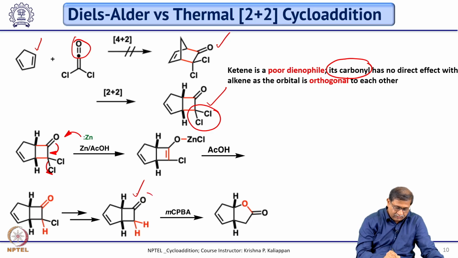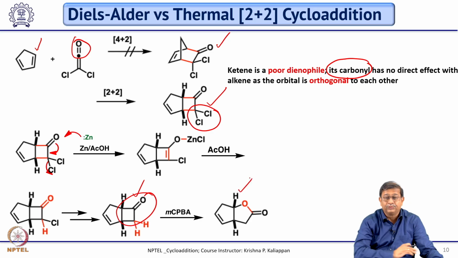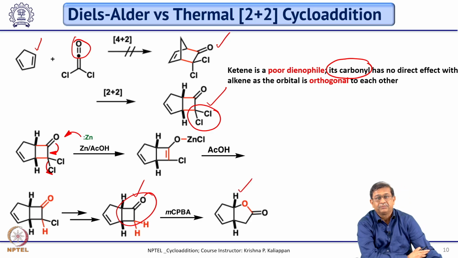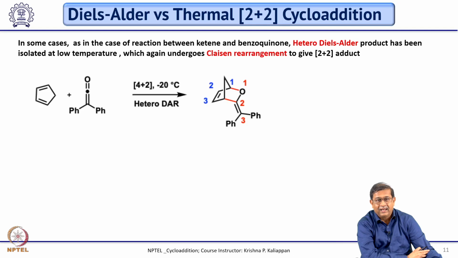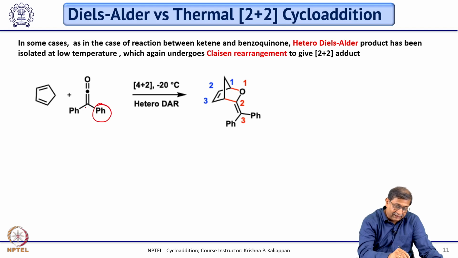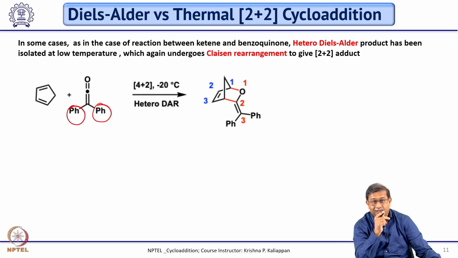Now this 4-membered ring, that is cyclobutanone, upon treatment with mCPBA can undergo a Baeyer-Villiger oxidation to give this bicyclic lactone. So, here is another example where a ketene can undergo a 4+2. In the earlier example, it underwent 2+2. Now, you can see that was with dichloroketene, here it is with diphenylketene. It also depends on the nature of the substituents attached to the ketene and alkene.